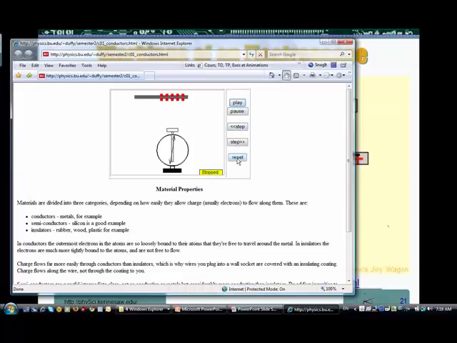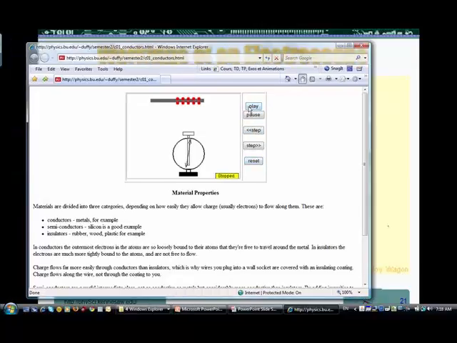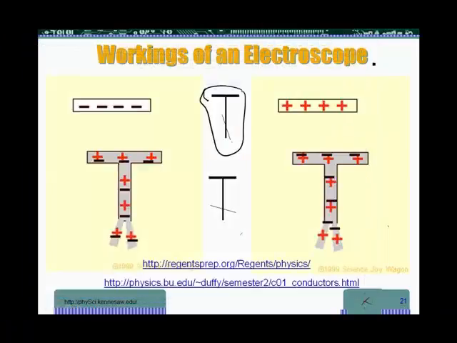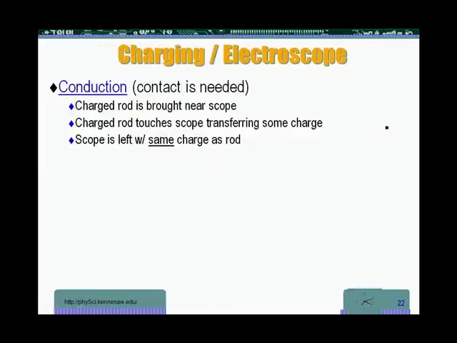Oh, we need to reset. The red ones are going to stay as far away from the top as possible, giving a net charge to the vanes, and that's why the vanes are going to move apart. Notice here that once we have the charge far away, the electroscope is neutral, so we don't see any charge. I'm closing it to reduce the load. Okay, let's go to the next screen.